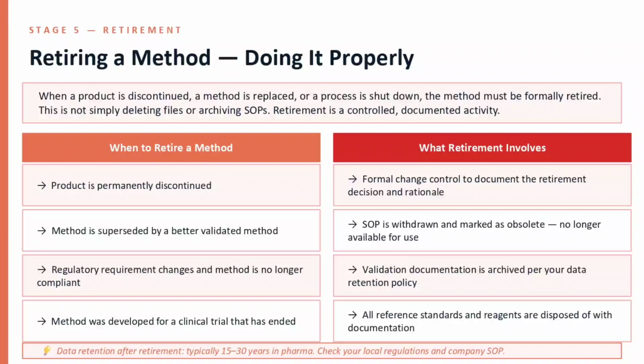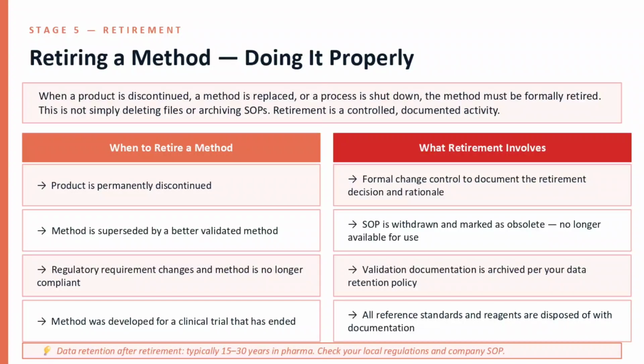Stage 5, Part 2. Method retirement. When a product is discontinued, when a better method replaces an old one, or when a regulatory requirement makes a method obsolete, the method must be formally retired. And this is an area where many labs are sloppy. They simply stop using the method and move on. That is not acceptable in a GMP environment.